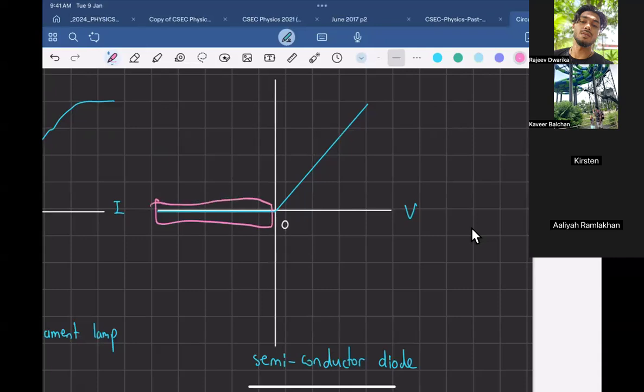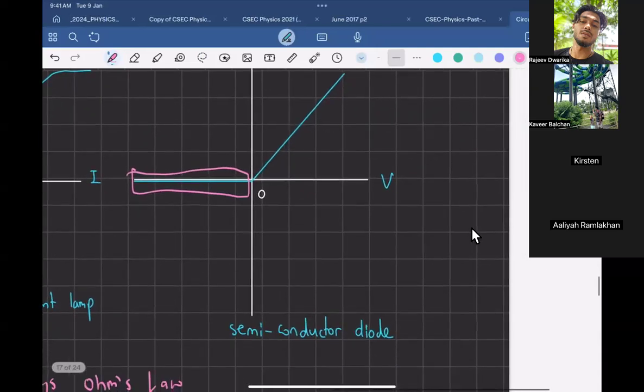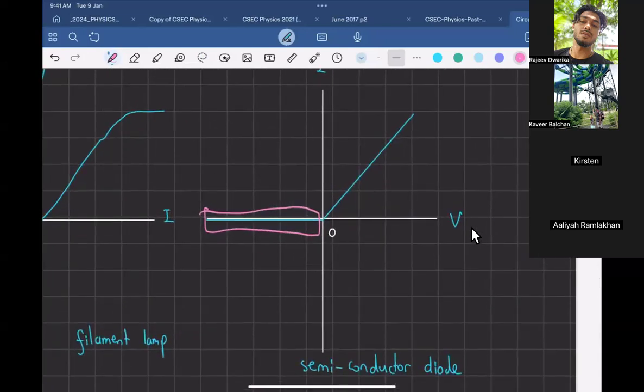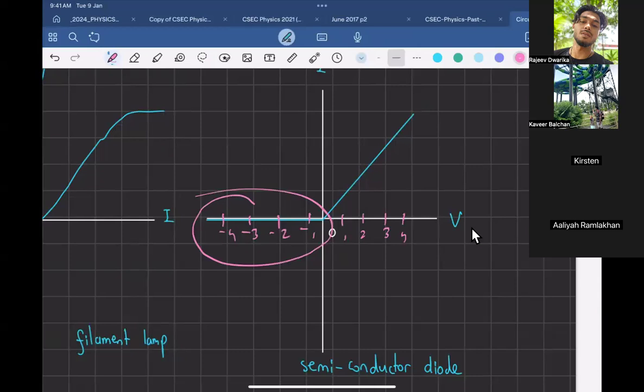Zero. The x-axis is voltage. What would the voltage be over here? Aliyah, tell me. Let me just say 0, 1, 2, 3, 4, -1. The voltage here is going to be what? Tell me fast, guys. Negative. The voltage could be negative. What would the current be?